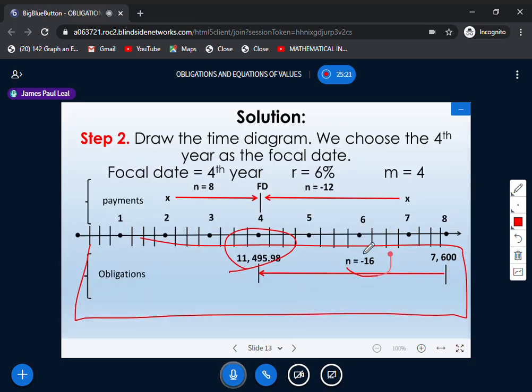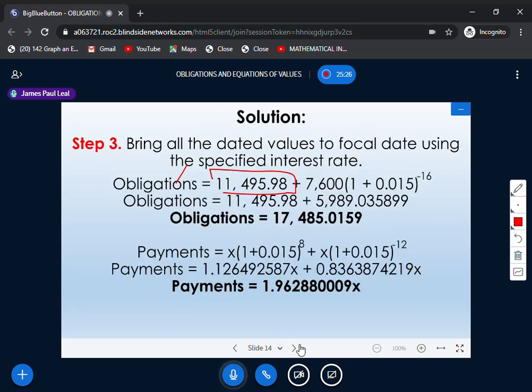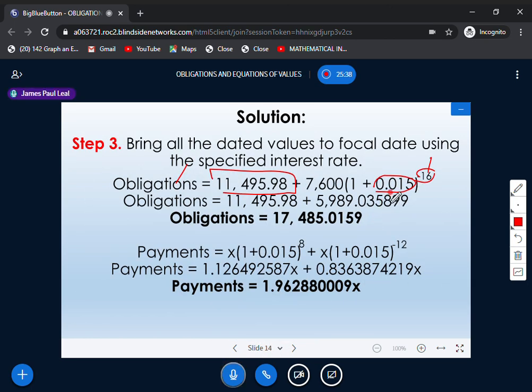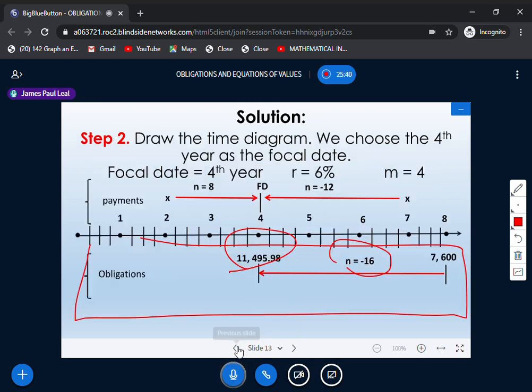7,600 wherein meron siyang n equals -16. So do the same thing. Ipa-plug in lang po. We can now actually use the formula for compound interest, and we all know that this is your i and this will be your n. Your n, as what we computed, you have your -16. And your 0.015, how do we come up with that?